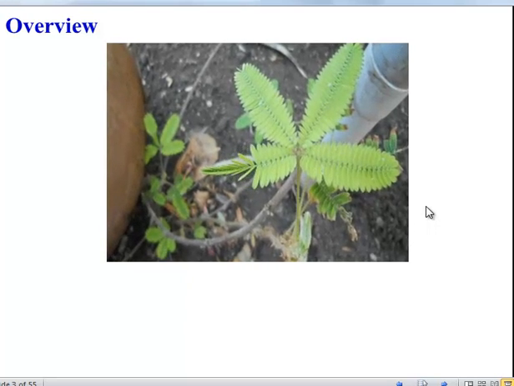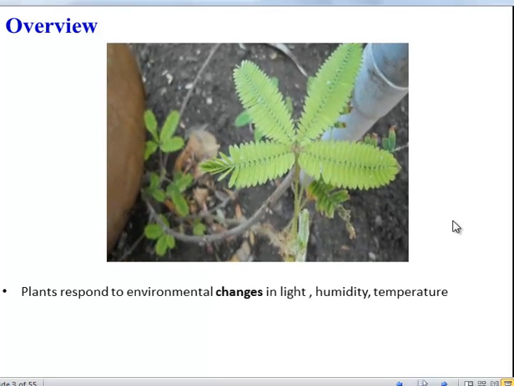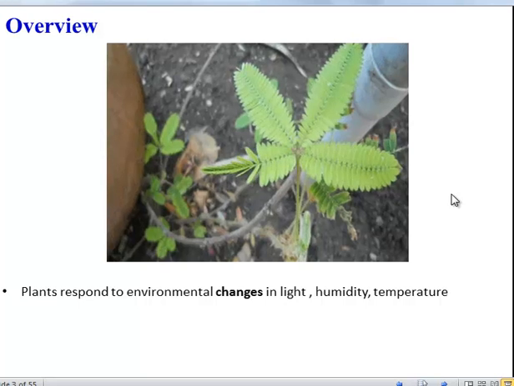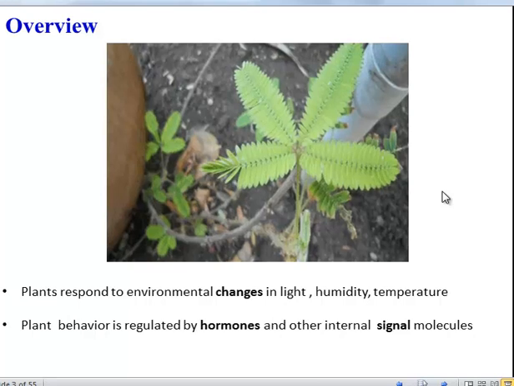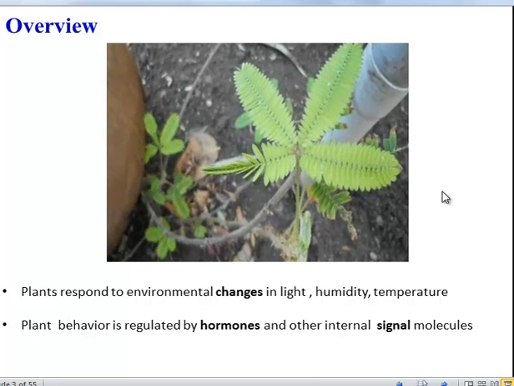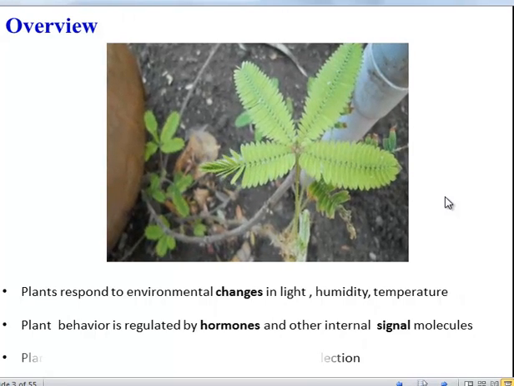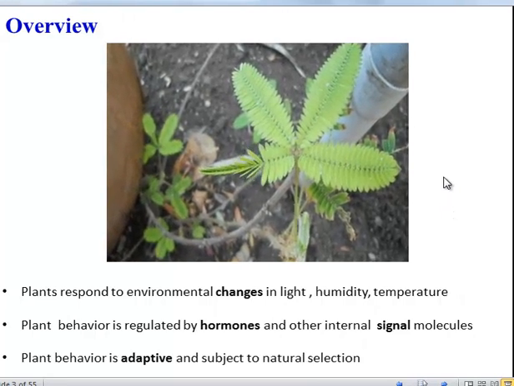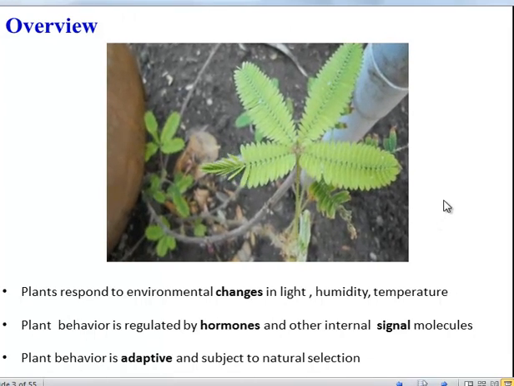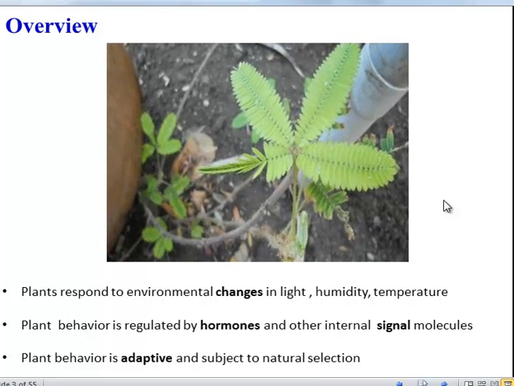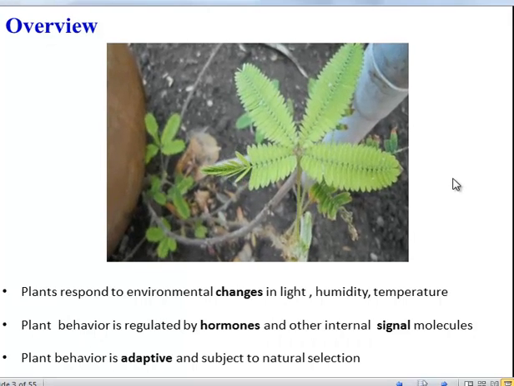As you can see, this plant is responding to a change in the environment. And those changes in the environment could be changes in light, humidity, temperature, the presence of herbivores, all sorts of things. And the behavior is usually regulated by hormones and other internal signal molecules, just like behaviors in animals. And these behaviors are adaptive. They help plants survive on land, and they are subject to natural selection. So plants that exhibit behaviors that are more adaptive are going to survive and reproduce more successfully.